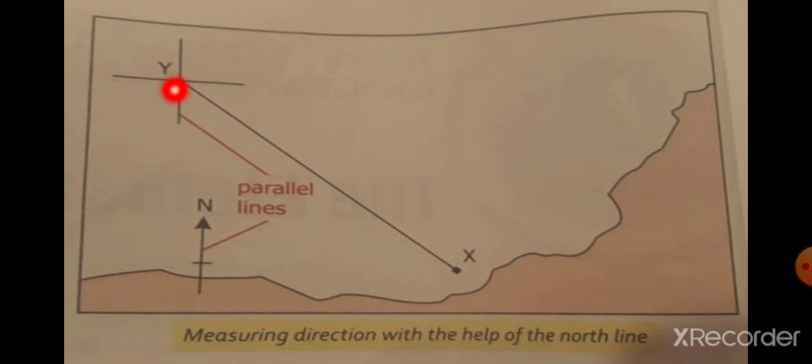Are you getting it? So to indicate the cardinal direction, we can now see that X lies to the southeast of Y, because this is south and this is east. So this is the cardinal direction which is showing the southeast. I'm sure till here you all have understood.